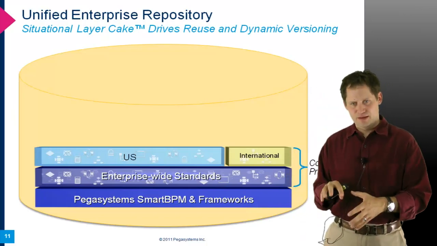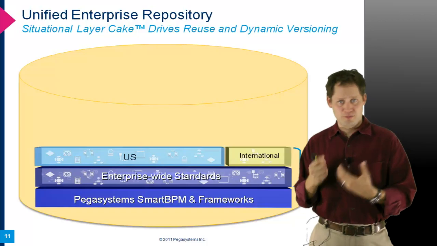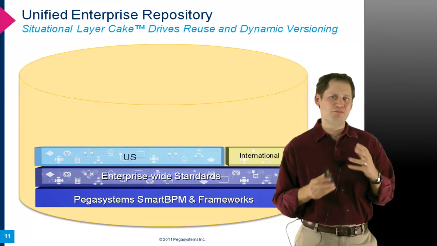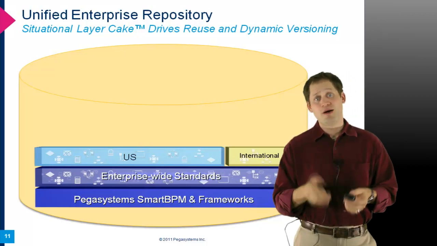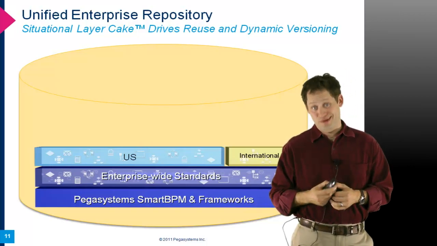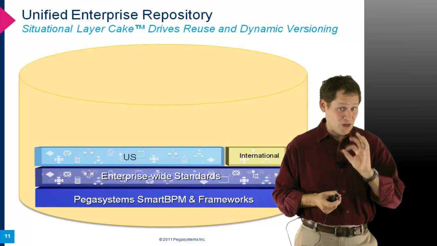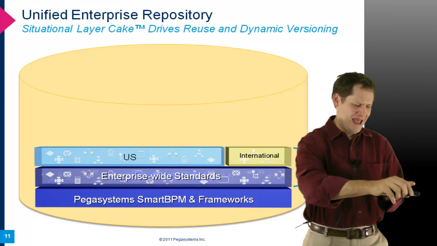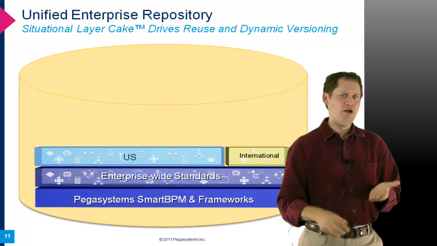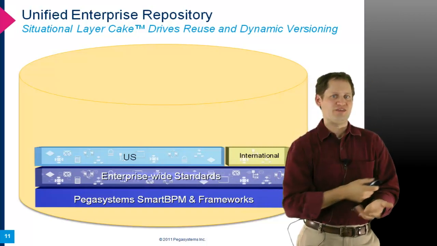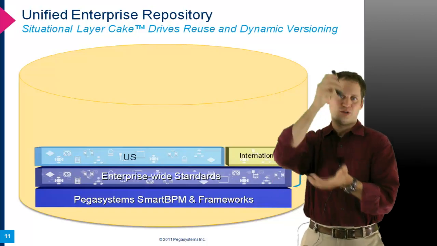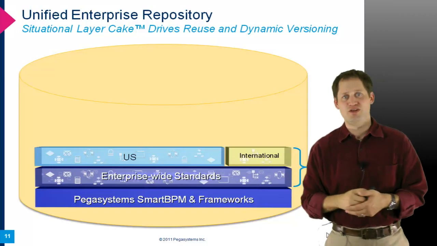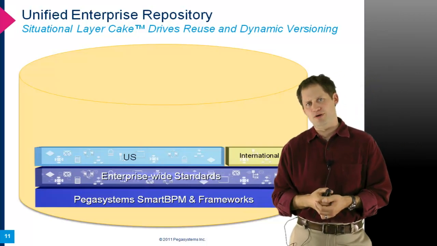All of the assets in Pega are maintained in this enterprise repository. And if you've had some discussion about Pega's strategy and differentiators, you're probably familiar with the concept of the situational layer cake. That has a lot of power in terms of delivering both reuse and common assets, common functionality, while still allowing a business to specialize down the axes of product, who the customer is, the region or jurisdiction they're doing business in, or even the date and time in which they happen to be operating.